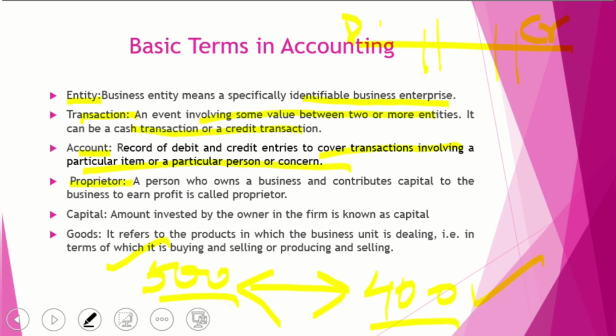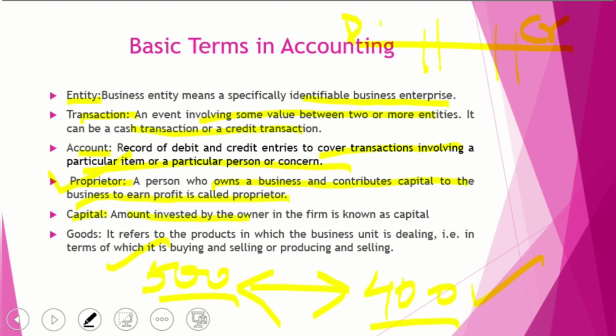Next we have proprietor. We just had a look at who a proprietor is: a person who owns the business and contributes the capital to earn profit. We just saw an example of Vidya, who started a new clothing business, and since she started it, she was termed as an owner, and the owner is termed as a proprietor.